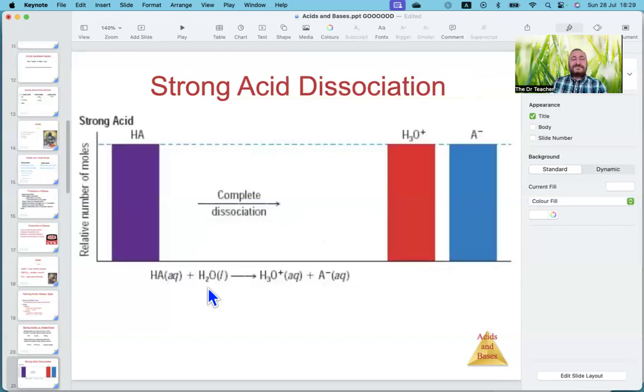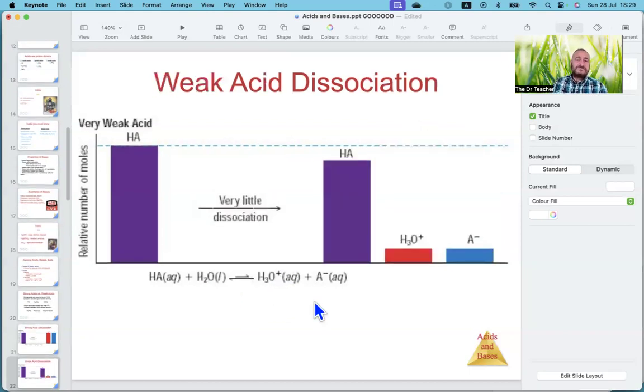So if you see here, strong acids completely form H3O plus and the base. So the strong acid, HA aqueous, with water, liquid, will give you the hydronium and the base. Weak acid, you can always find, you see, this is, okay, let's go back.